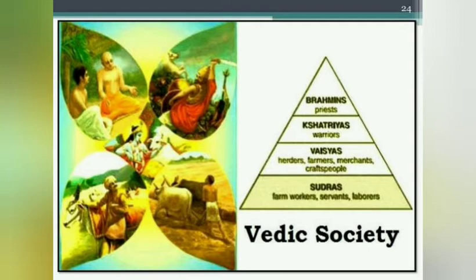And finally, the lower class was Shudras. They were the class who made their living by doing manual and other unskilled jobs to serve the other three classes. The Shudras used to serve the other three classes like Brahmins, Kshatriyas, and Vaishyas, and they were considered as the lower class people. Once again, the society was divided into four classes: Brahmins, Kshatriyas, Vaishyas, and Shudras.